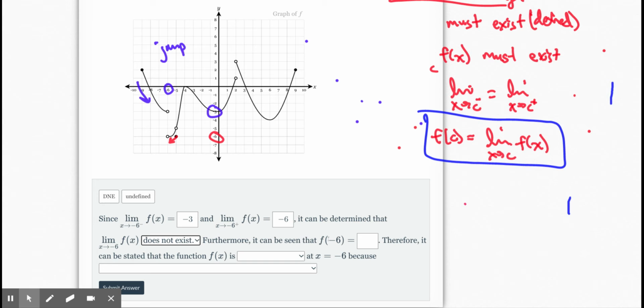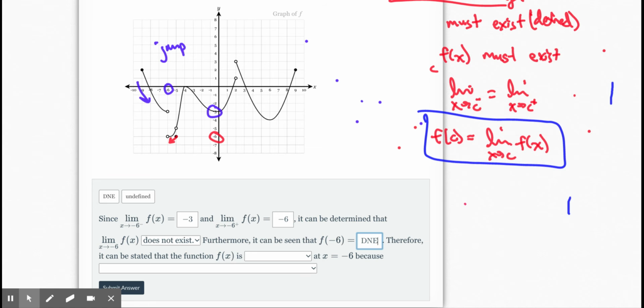Furthermore, it can be seen that f of -6, so we need to figure out if f of -6 exists. Turns out it does not, because at -6, this is open, this is open. There's no filled in dot anywhere, so it doesn't even exist there. So we're just going to hit, I think, D and E. I'm not sure which one, actually. I think we'll go with D and E.